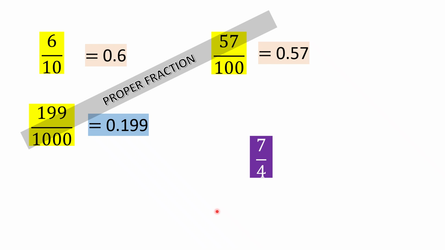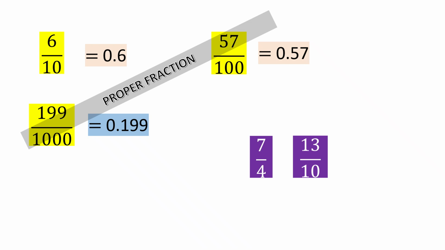Now, what if you have a fraction like 7 upon 4? Can you convert it into decimal? The denominator is not 10, neither it is a multiple of 10, it's 4. Can you convert it into decimal? Yes, any number can be converted into decimal, any fractional number. Okay, but that we are going to learn in the next video.